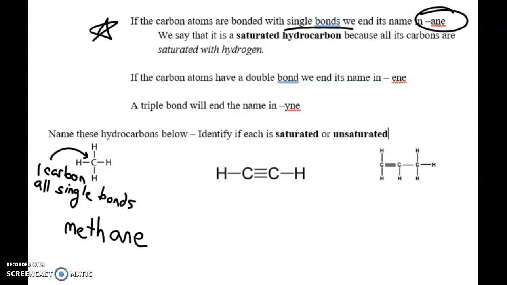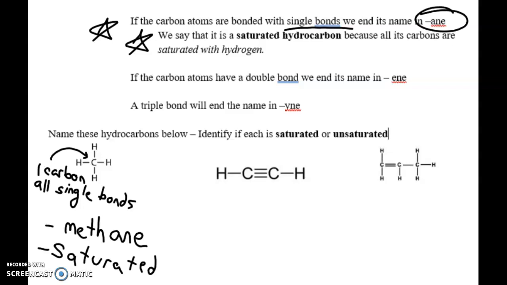We would also say that this is an example of a saturated hydrocarbon because, well, you look at it, there is no way we could fit more hydrogens on it. There are 4 hydrogens, it's obeying the octet rule. This is considered to be saturated.